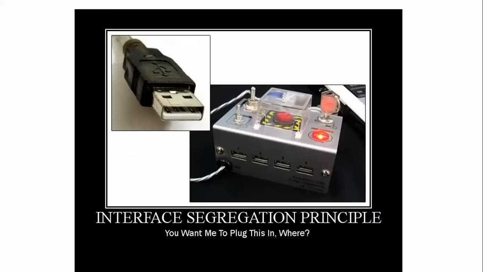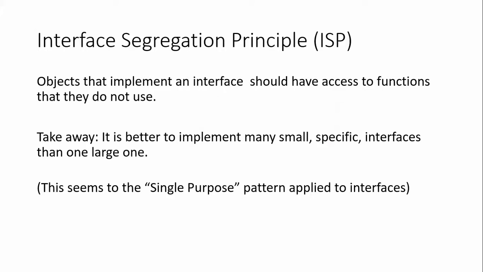All right, this one is a little weird. The interface segregation principle, you want me to plug this in where? Okay, so we've got a box with a lot of different plugs and buttons and adapters and a key. So what's going on here? The interface segregation principle, simply put, says it's better to have a lot of small interfaces with clearly defined functionality than fewer large interfaces. This is really the single purpose or single use pattern applied to interfaces.